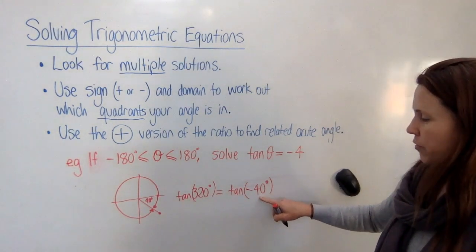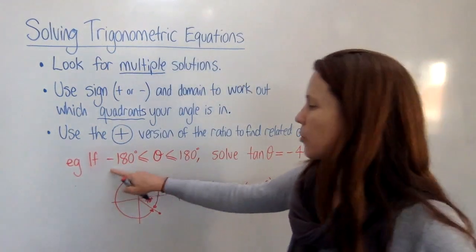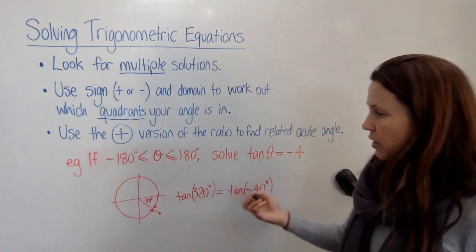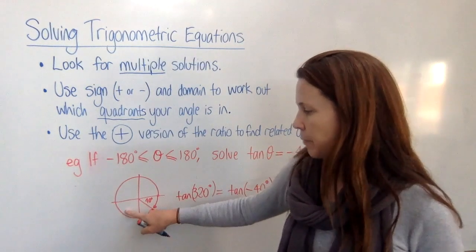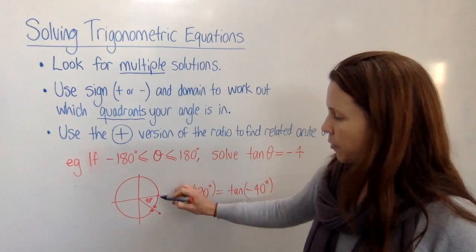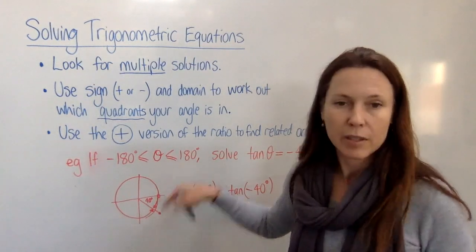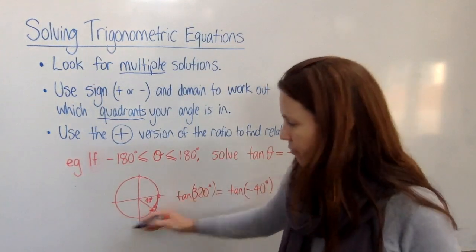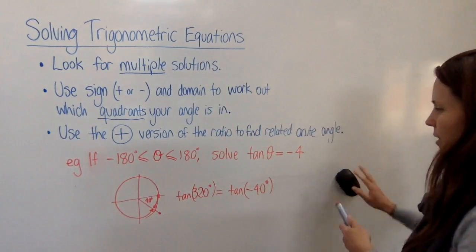So what I need to be sure of is that the answers that I come up with fit within this domain. So if I've got an answer in the 3rd or the 4th quadrant, I don't want an answer that's bigger than 180 and less than 360 degrees. I'm going to have to find it by going backwards a certain number of degrees. All right, let's have a look at how to do it.